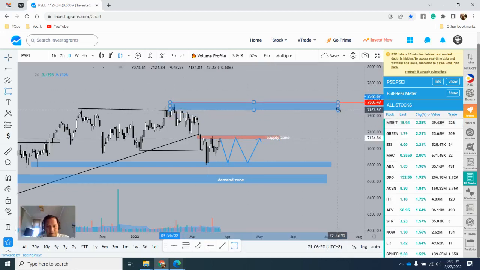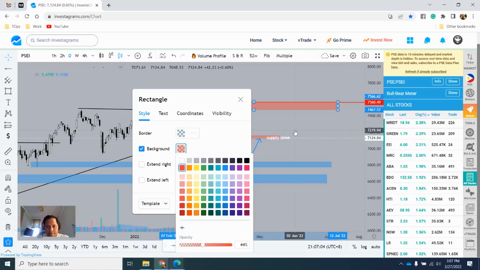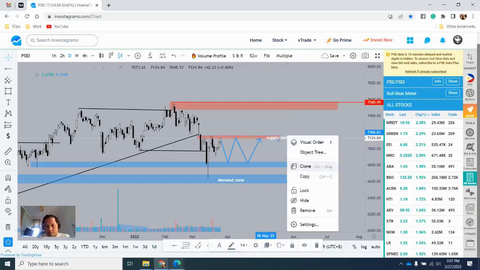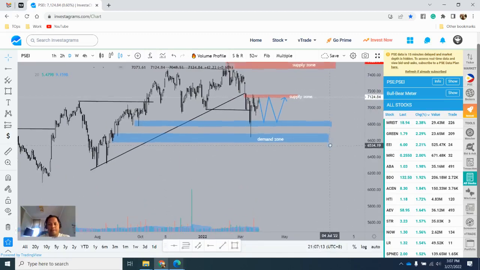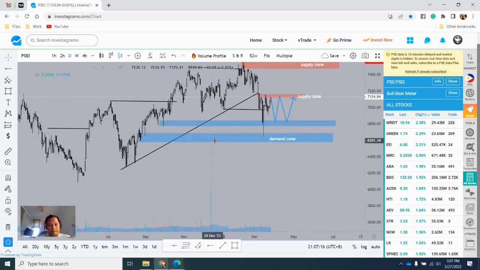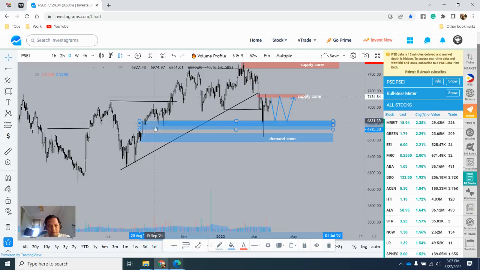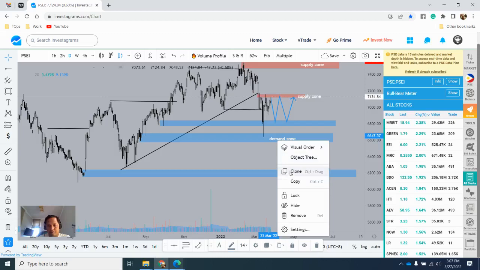This is another supply zone. We see an order block right here, so I mark that as a red area. Okay, so we have two supply zones for the PSEI, and the second demand zone is right here. We have an order block with the gap. So here, this is our second demand zone.